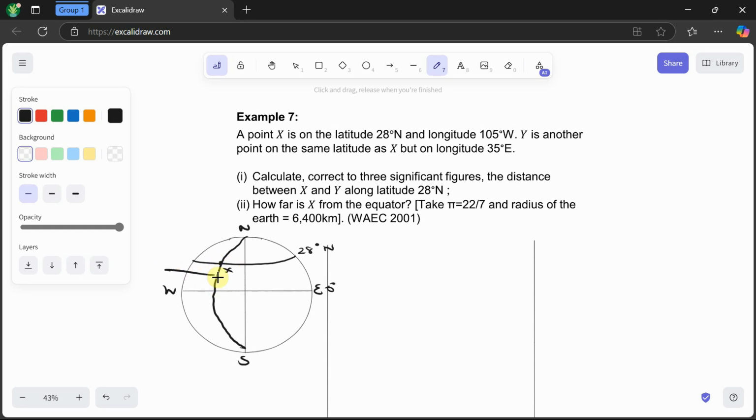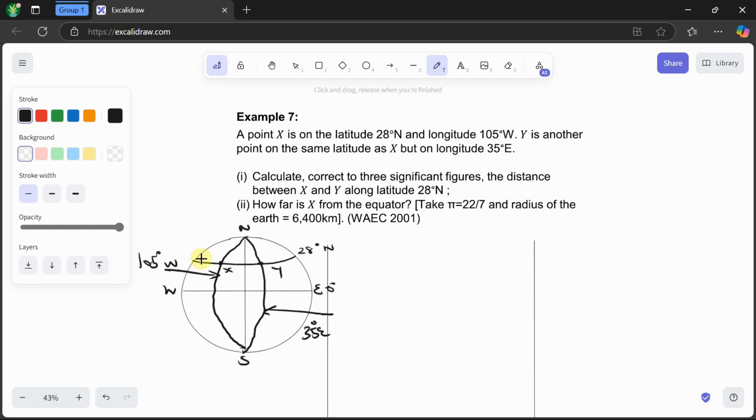I also label this to say this is my 105 degrees west. Y is another point on the same latitude as X, but on longitude 35 degrees east, so 35 degrees will be somewhere like this. I'll label this and say this is 35 degrees east. So these are points Y. These 2 points are on the same latitude.